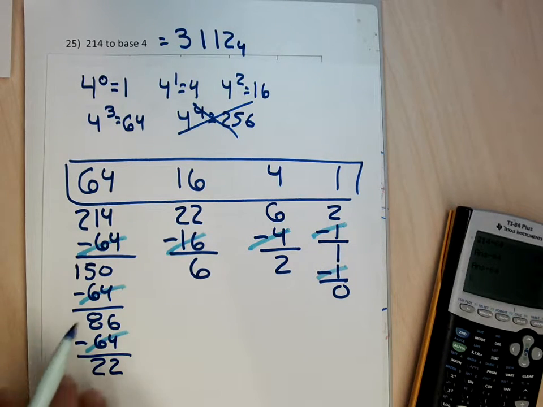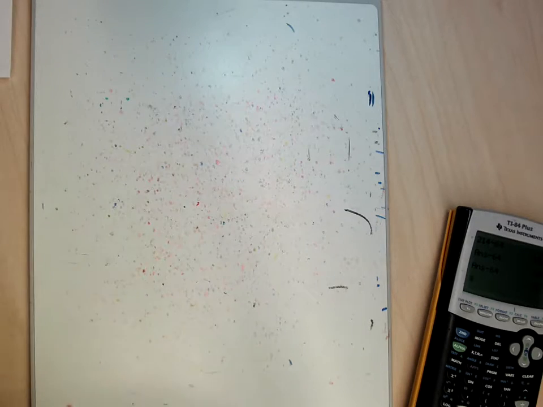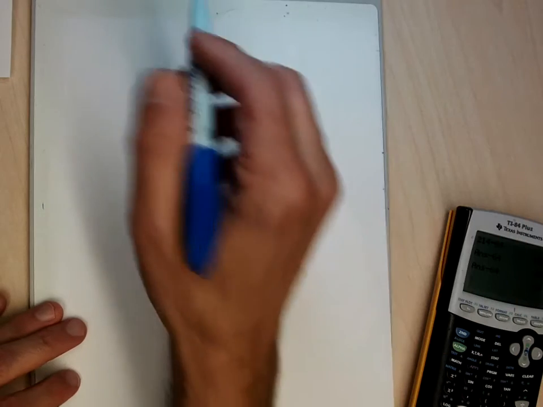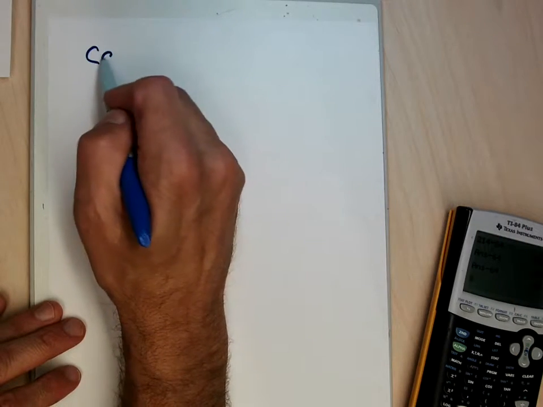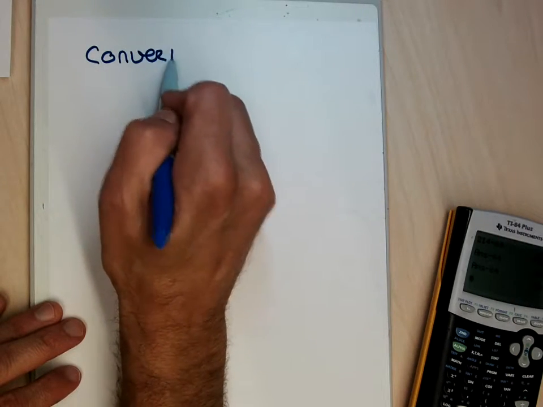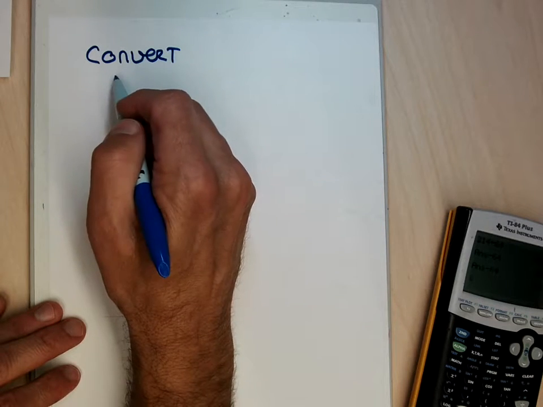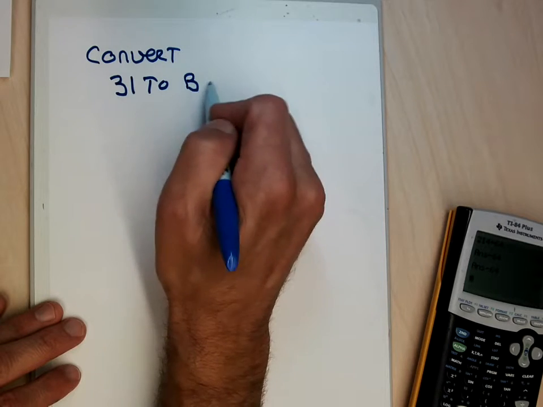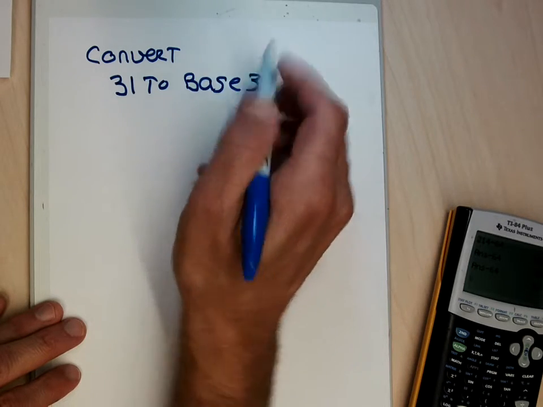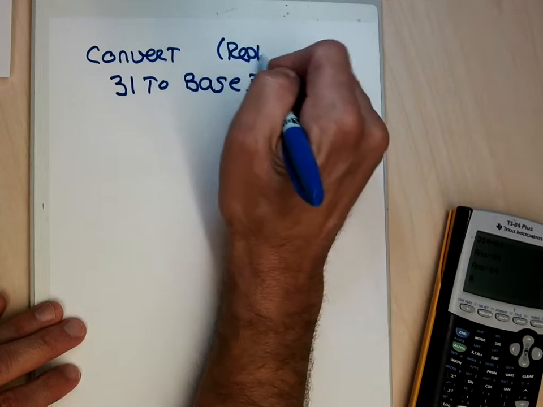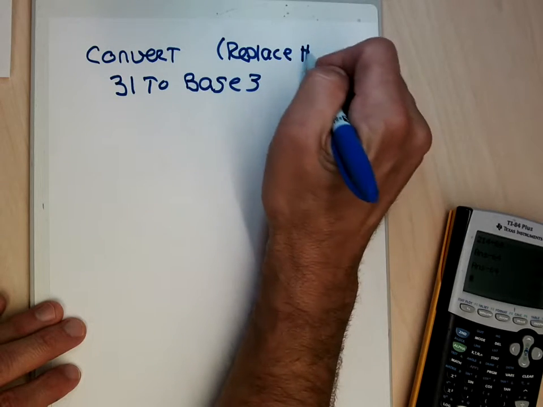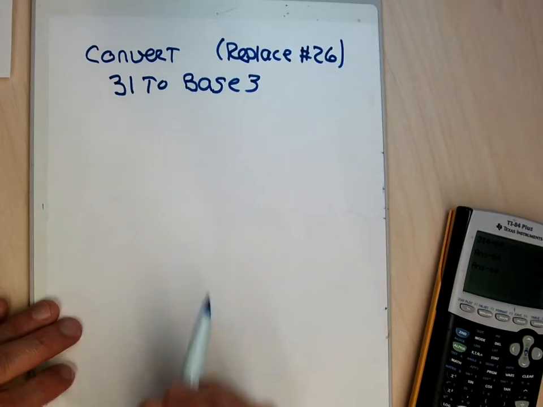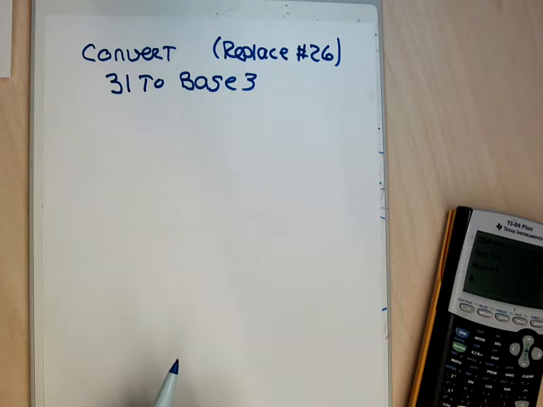I'm going to change problem 26 because I want to have one that has a 0 in it. I don't know if I can do this so well, so let me do, how about convert 31 to base 3. So this should replace number 26. Because this one has a 0 in the answer, I want to make sure to do one of those. So let me look at this.